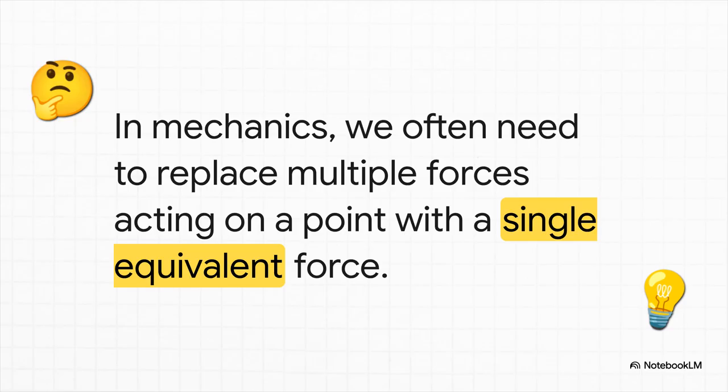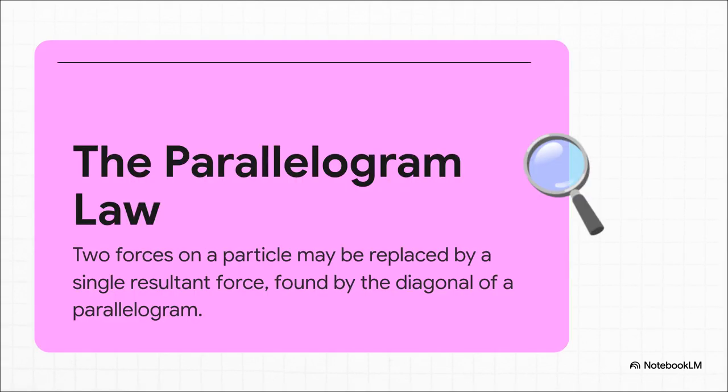You see, in mechanics, we're always trying to simplify things. Instead of having to deal with 2, 3, or even more forces all pulling on one spot, we want to boil it all down. We need to find one single equivalent force that has the exact same effect. We call this the resultant force, and figuring it out is one of the most basic but powerful skills an engineer has. And the main tool we use for this? It's the parallelogram law.